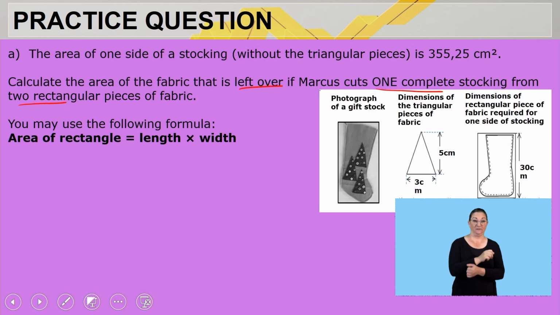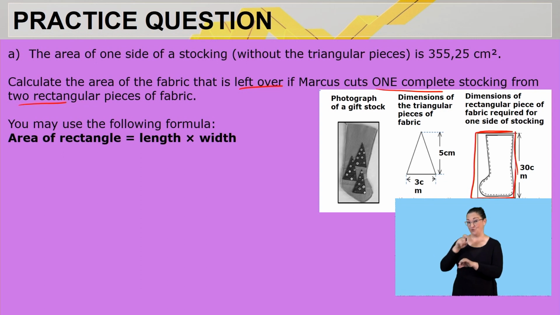Now let's look at our diagram again. So looking at this, what are we saying? This is what he will need, right? The fabric that he uses. Okay, we know the area of one side of the stocking without the triangular pieces is 355.25 square centimeters. Now, it says calculate the area of the fabric that is left over if Marcus cuts one complete stocking from 2 rectangular pieces of fabric.